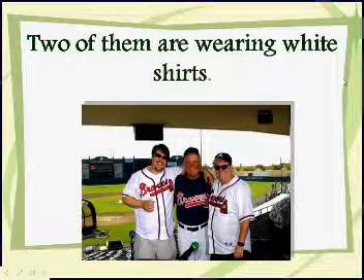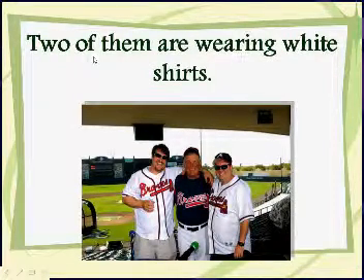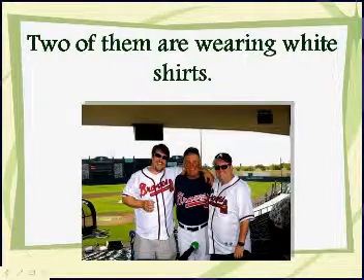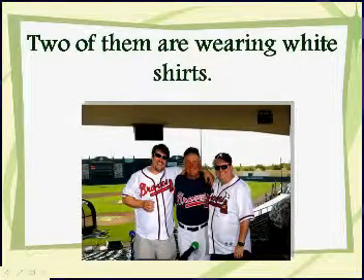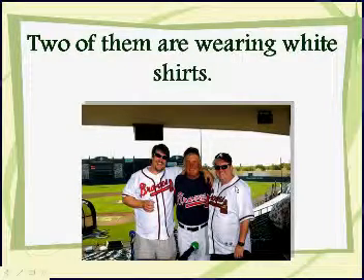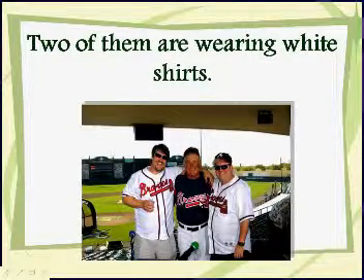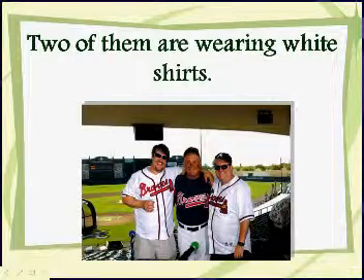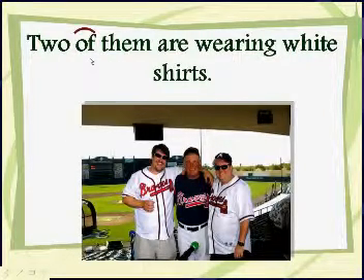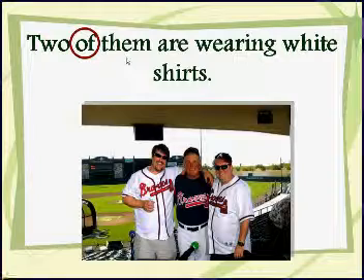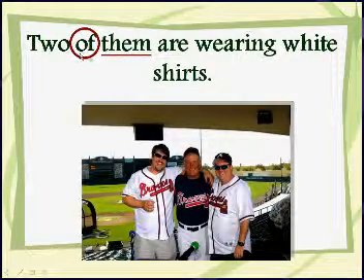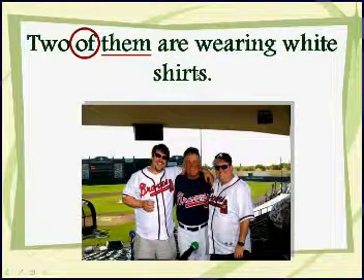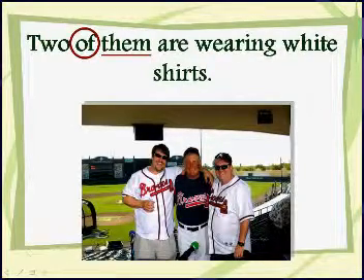And in the same picture, we have two of them wearing white shirts. Two of them. Look at these, this one and this one. Here we don't use both because we have a third person, so we use two of, followed by them, which is a pronoun. Two of them, so two of plus a pronoun, are wearing white shirts.